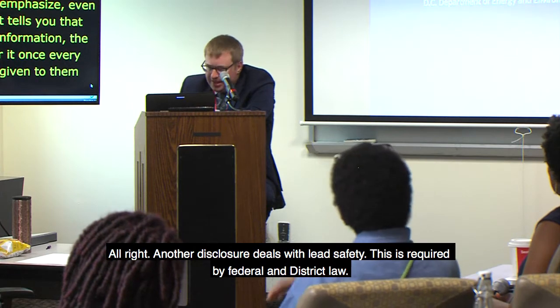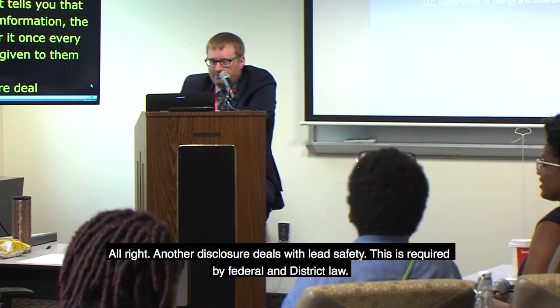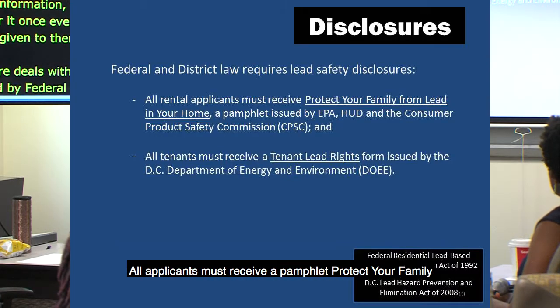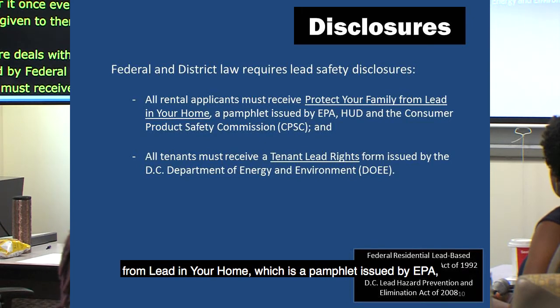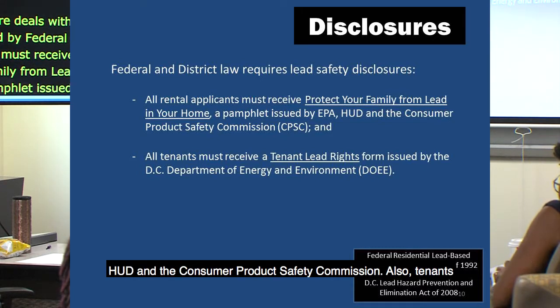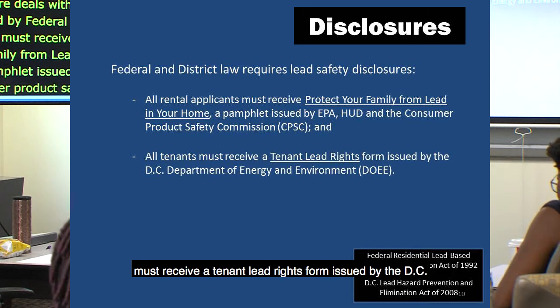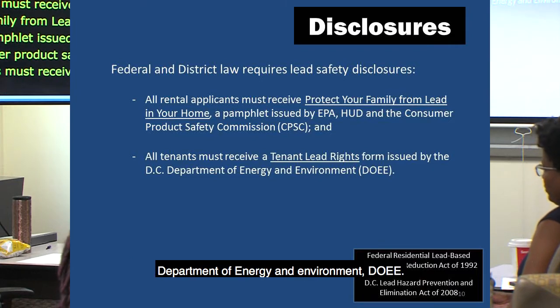All right. Another disclosure deals with lead safety, and this is required by federal and district law. All applicants must receive a pamphlet, Protect Your Family from Lead in Your Home, which is issued by EPA, HUD, and the Consumer Product Safety Commission. Also, tenants must receive a tenant lead rights form issued by the DC Department of Energy and Environment, DOEE.